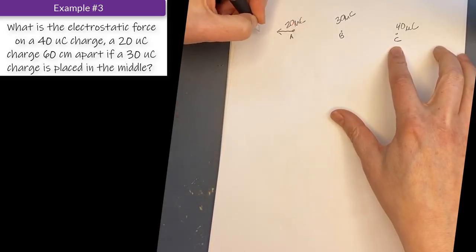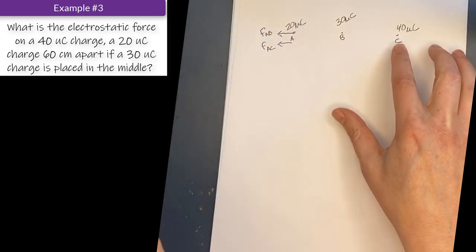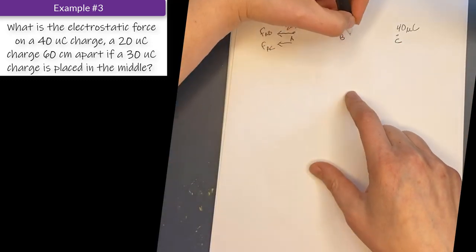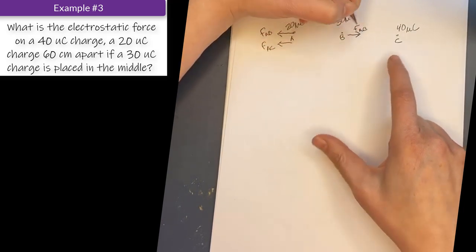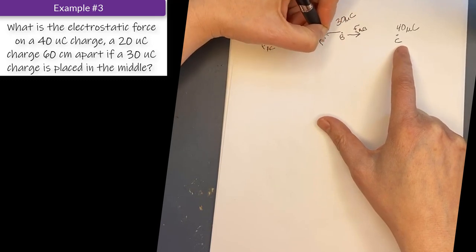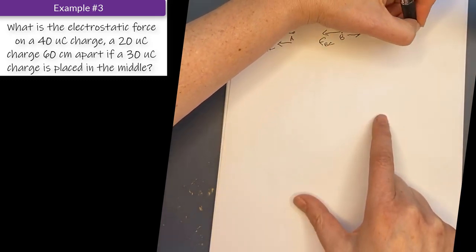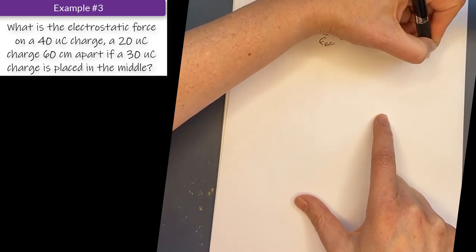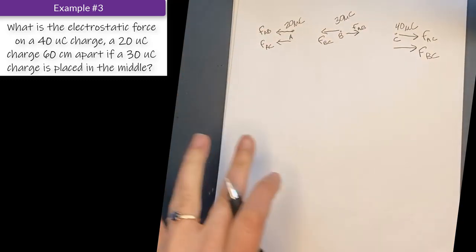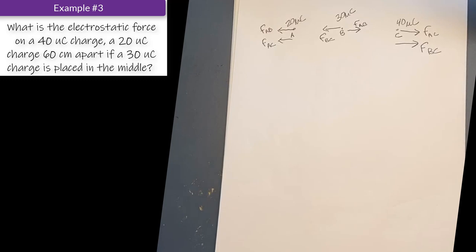F, A, B. F, A, C. And object B is going to be repelled by object A. So this is going to be F, A, B. And it's going to be repelled by object C, F, B, C. And finally, this object is going to be repelled by both objects, F, A, C, F, B, C. Now we just need to know what these forces are, and then we can add them or subtract them to find the total forces on each object.